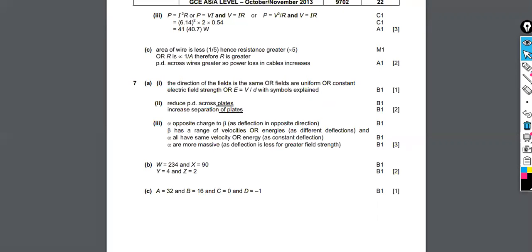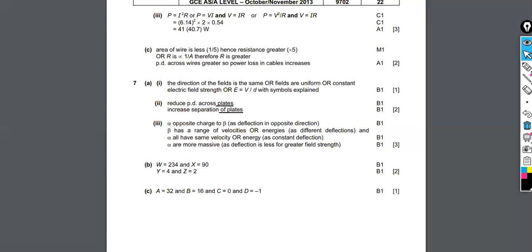Reduce the voltage, increase the separation of the plates. See how they've underlined that? We have to be careful in our language to state that. But remember, that's the thing that we can manipulate. We can change how close these plates are together, and how much voltage is put on them.